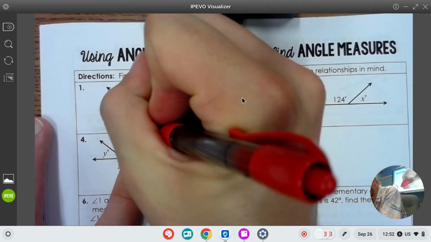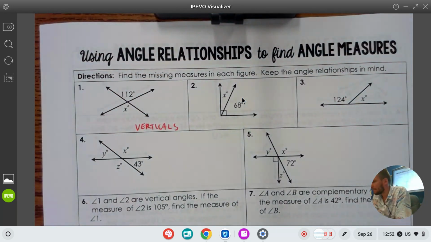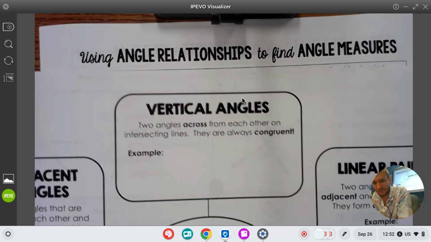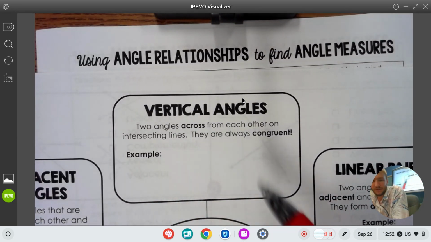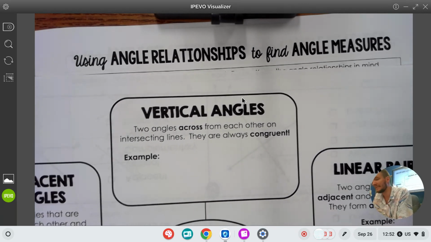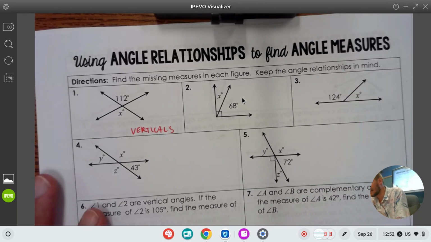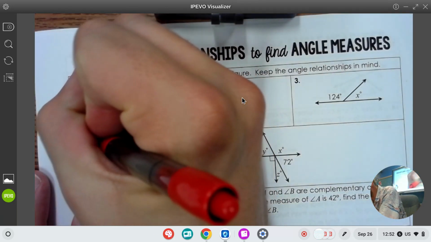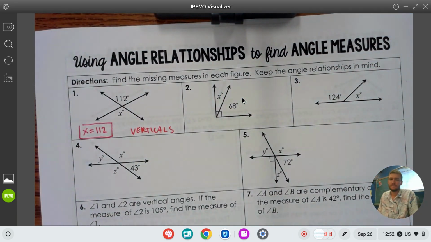I would agree, right? This looks like vertical angles to me, all right? And what I see on the thing we just did, vertical angles, two angles across from each other, they are always congruent. Right? And congruent means same size, just different places. So what do we think x is going to be equal here? X equals 112. It is always congruent. There you go. That's a 10-second question. All you need to know is vertical angle.